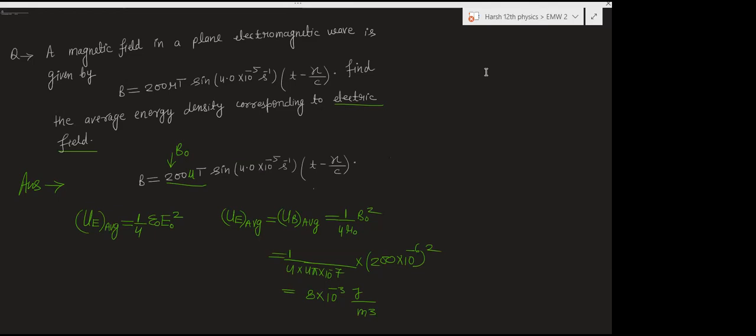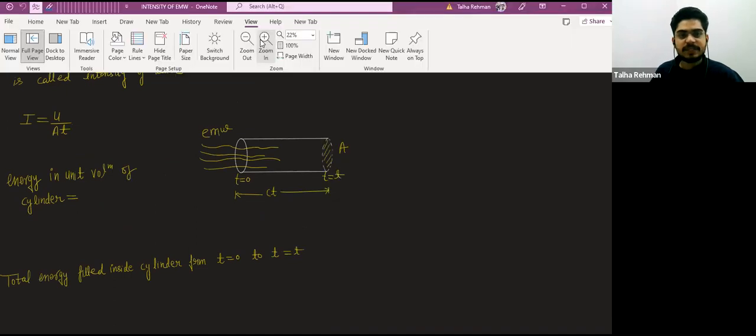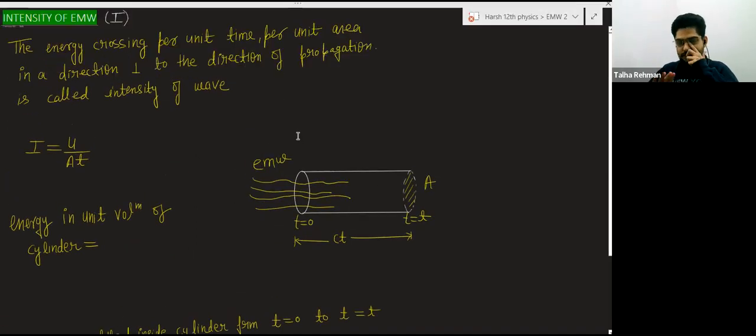Done, sir. Okay, so after that, the intensity of the electromagnetic wave. Basically, intensity is different from the energy. So what is intensity? Energy crossing per unit time, per unit area in a direction perpendicular to the direction of propagation of the wave is called the intensity of the wave.